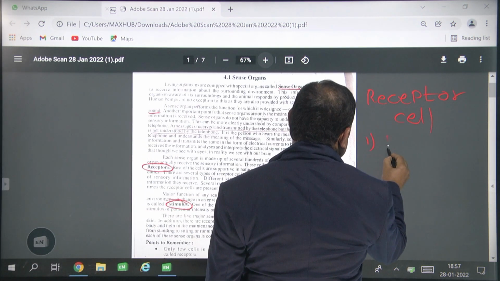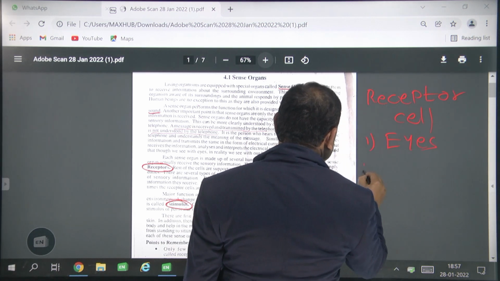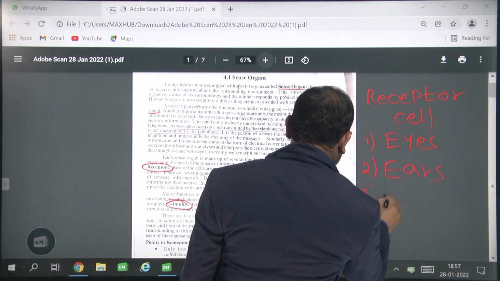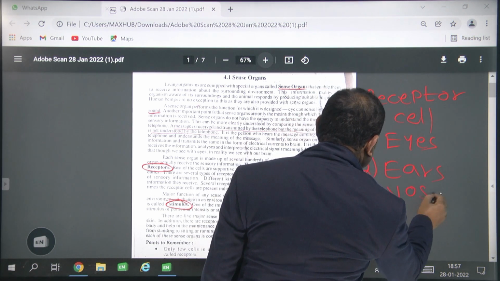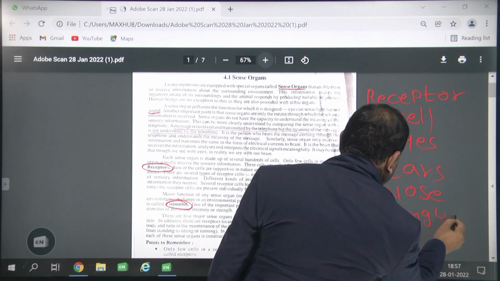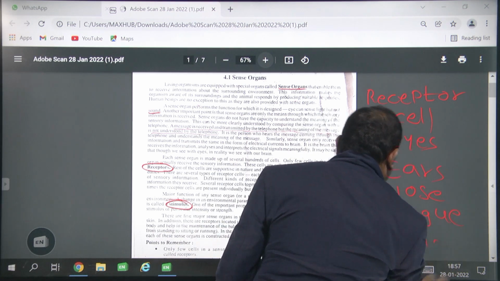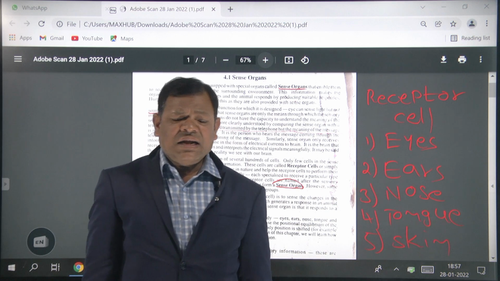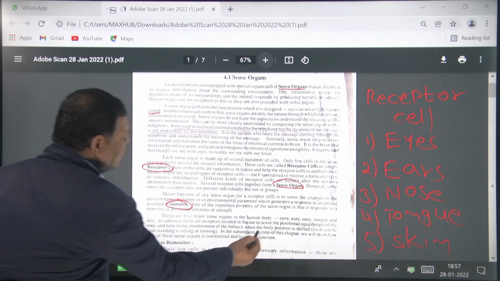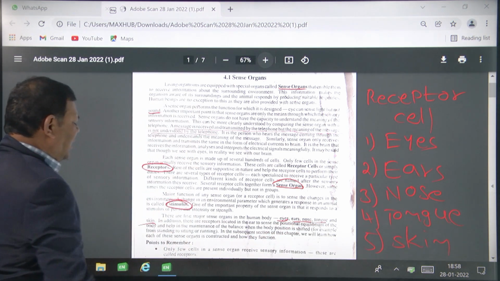That is nothing but the eyes. The second one is the ears. The third one is the nose. The fourth one is the tongue. And the fifth one is the skin. In this lesson, we will discuss the different types of sense organs. So, eyes, ears, nose, tongue and skin.